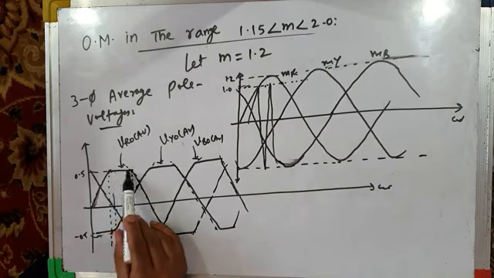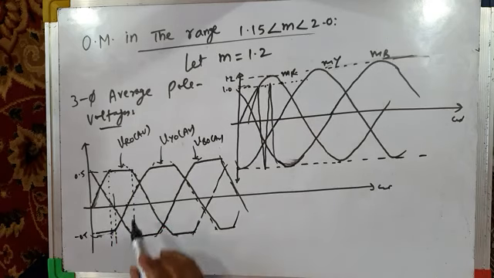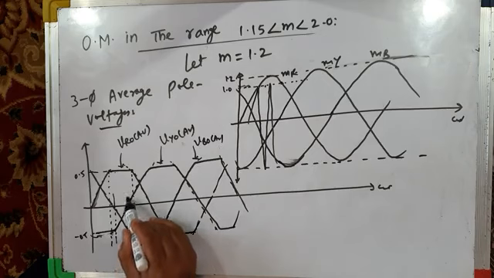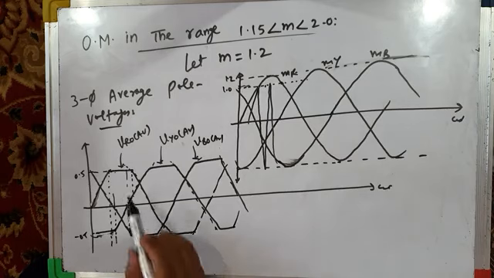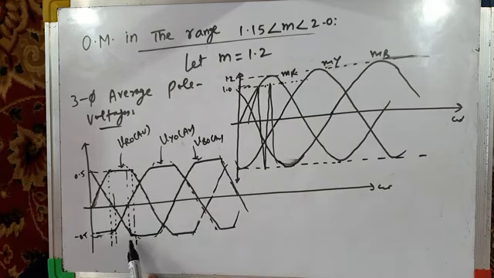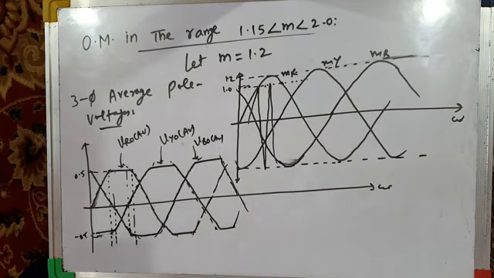Whereas from this instant to this instant, only phase leg R has pulse dropping, whereas phase legs Y and B switch. And then from this instant to this instant, over this small region, there is pulse dropping of phase leg B also. So there is pulse dropping of phase leg R, and pulse dropping of phase leg B also, whereas phase leg Y switches during this period.